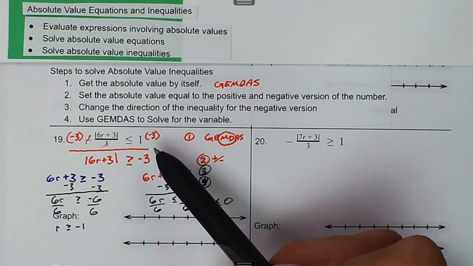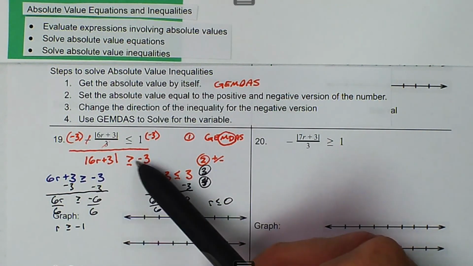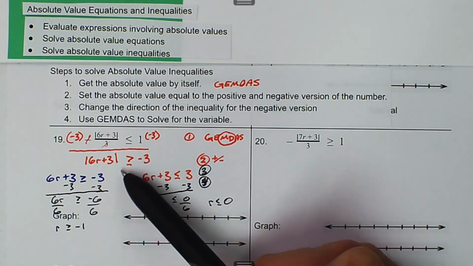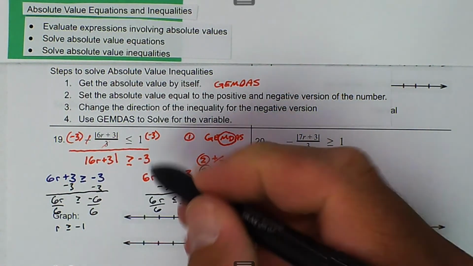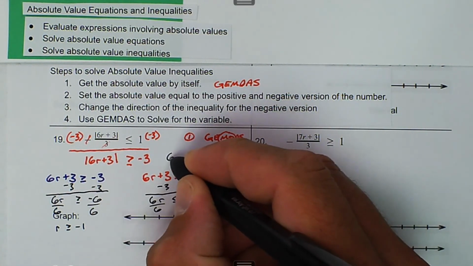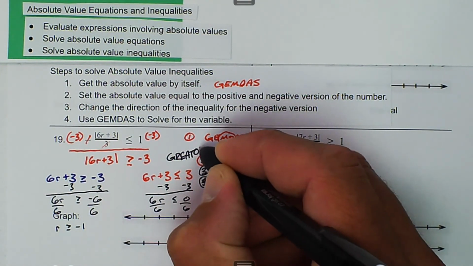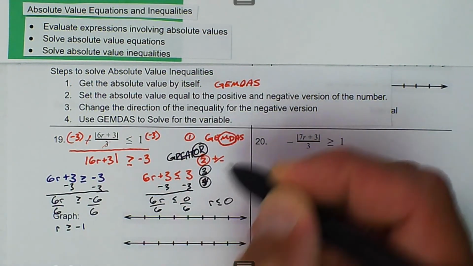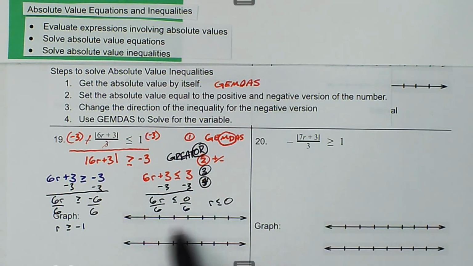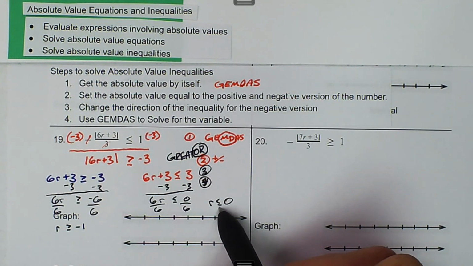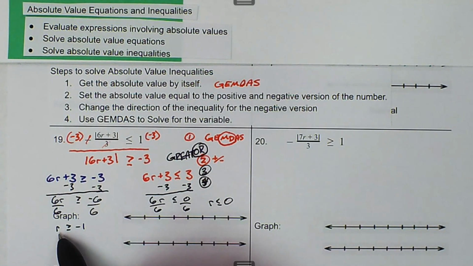So then we have to go back to the sign when we got the absolute value all by itself. And this says greater than or equal to. So we can write that down as greater than or equal to, and we should circle the or because that is the sign that we need to use here. So our answer needs to be r less than or equal to 0 or r greater than or equal to -1.